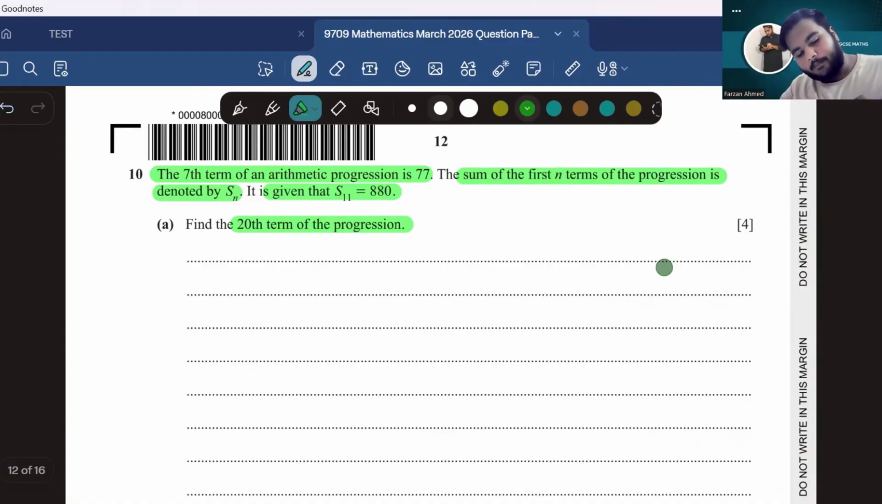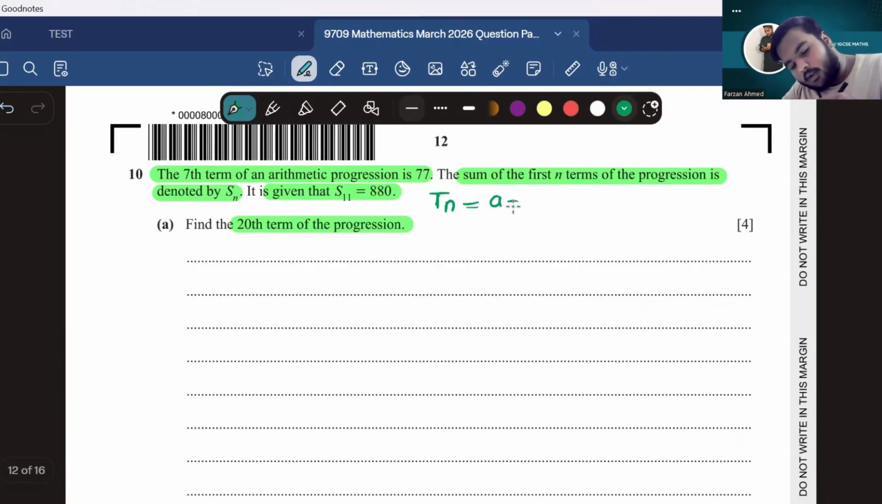So first of all, you have to know the formulas. You have to know the formula. So what is the formula of Tn, which is a plus n minus 1 into d, and the Sn formula is n upon 2 bracket 2a plus n minus 1 into d.